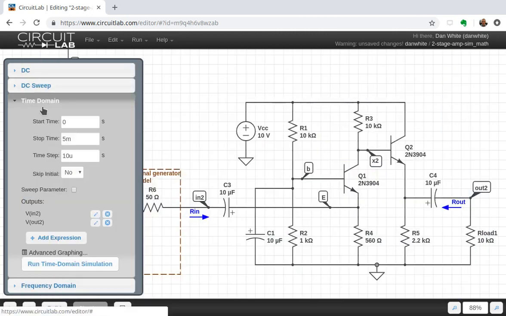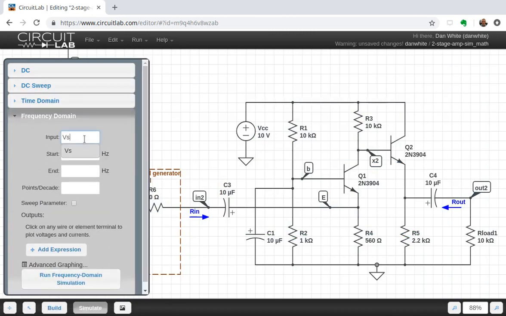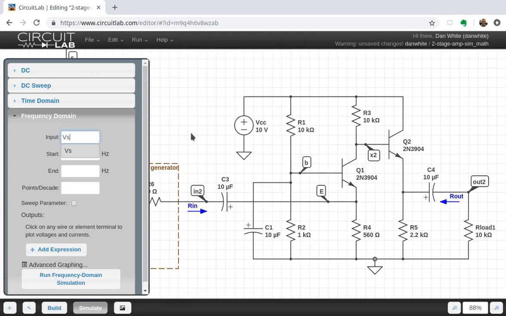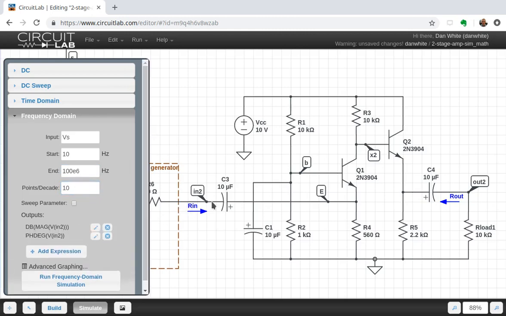Let's do an AC simulation and see if we get the same thing. In CircuitLab, it's called frequency domain. My input source is VS. And let's just start at 10 hertz and go up to 100 megahertz and 10 points per decade. We're not going to sweep any parameters. Here's my input voltage, and my output voltage. See how this is magnitude and phase, and magnitude and phase. I'll leave both up here for a second. We'll see what we get.